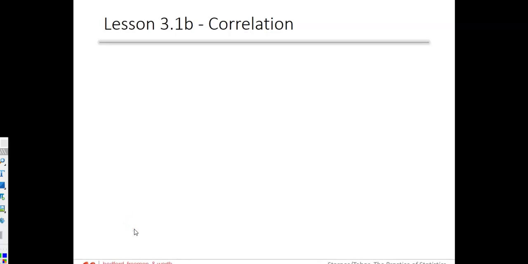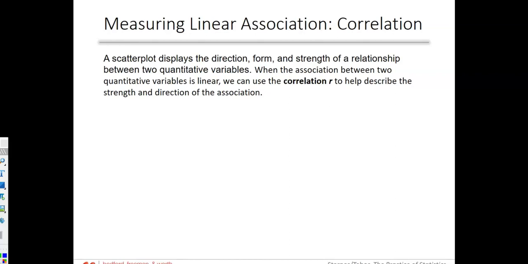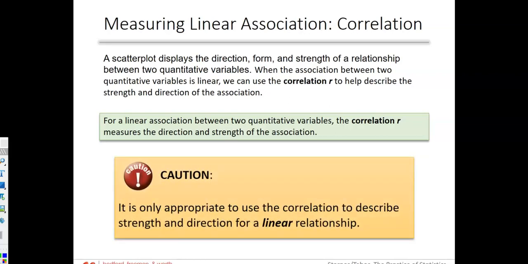Okay, so now we're on from scatter plots to the second part, which is correlation. Again, we talked about direction, form, strength of a relationship and some unusual features. One of the things that help describe that is a number we call correlation, or R. That describes both the strength and direction of the association. So it's strength and direction.